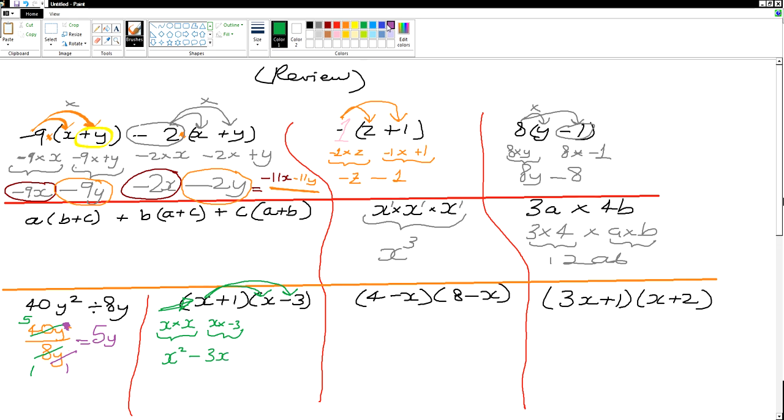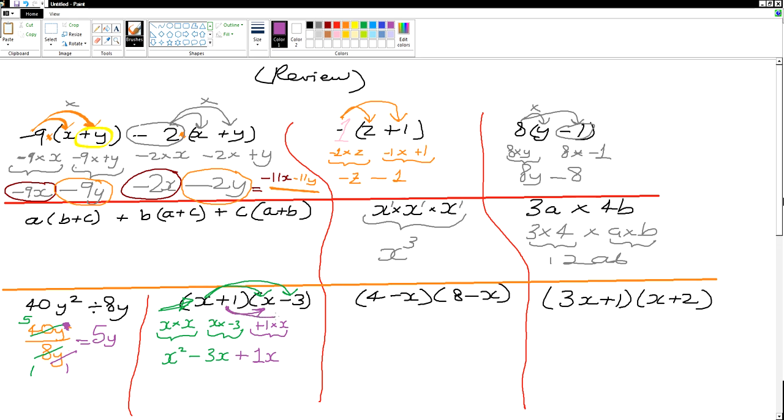Right, let me change color now. So we're starting now at the plus 1. Plus 1 times x will give us plus 1x. Say the plus. Plus 1x. Otherwise, you just have numbers and letters parked next to each other with no signs.